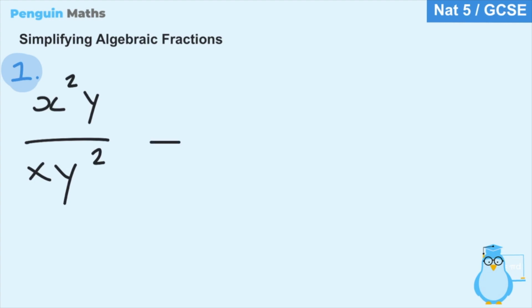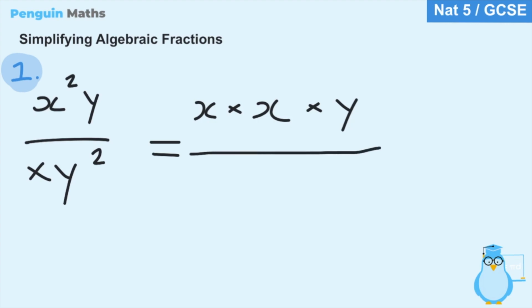Well, just to illustrate the point, what I'm going to do is write x squared on the top out as x times x, because we know x times x is x squared, and then that's times the y, because x squared y is just the same as x squared times y. And in the bottom, the exact same thing. We have x times y squared, which can be represented as y times y.